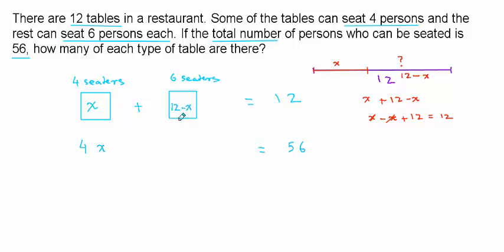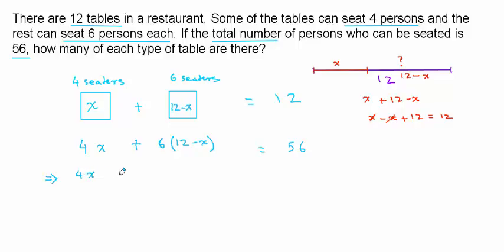And the total number of people who can be seated on the 6-seaters, all of them taken together, is going to be 6 times the number of 6-seaters, which is 12 minus x. The parenthesis is important because 6 is being multiplied with everything inside the parenthesis, not just with the 12. And then if you add the two up, the number of people who can be seated on the 4-seaters, the number of people who can be seated on the 6-seaters, together add up to the total number of people who can be seated, which is 56. Time for us to solve this equation.